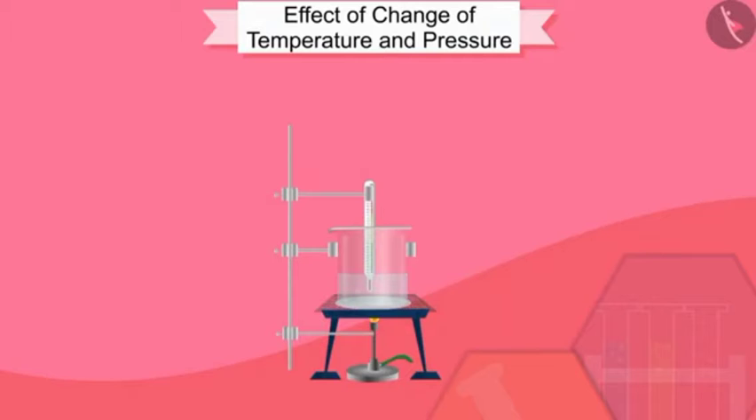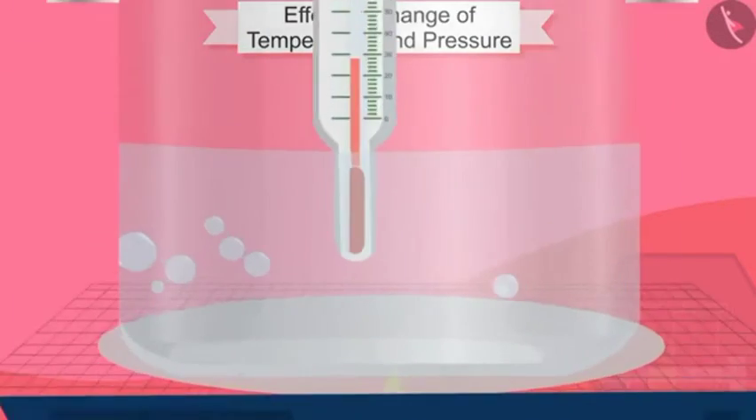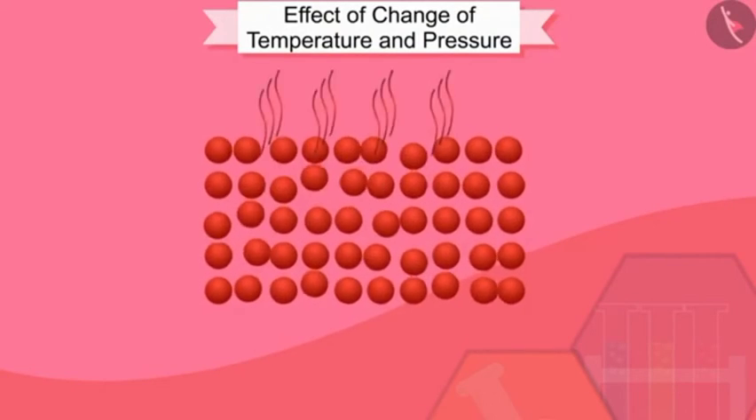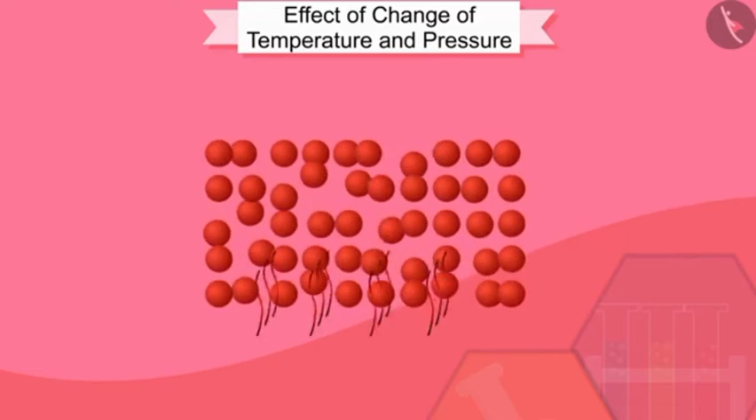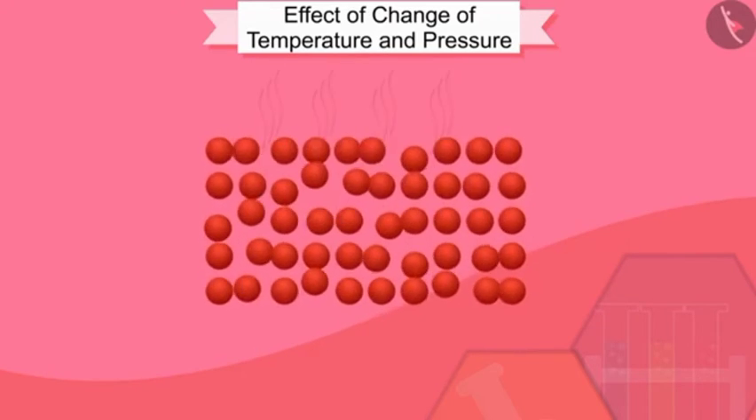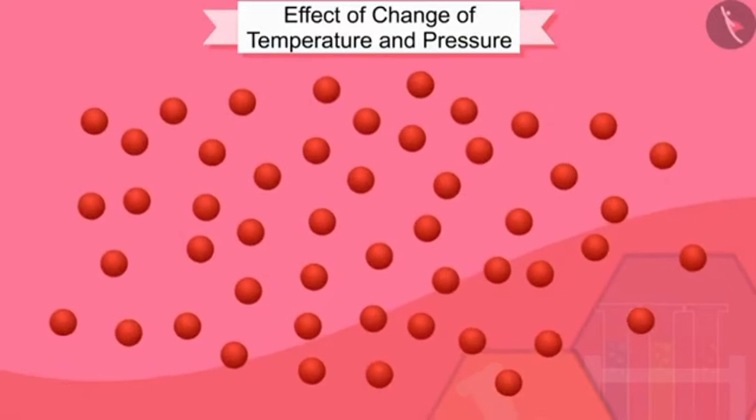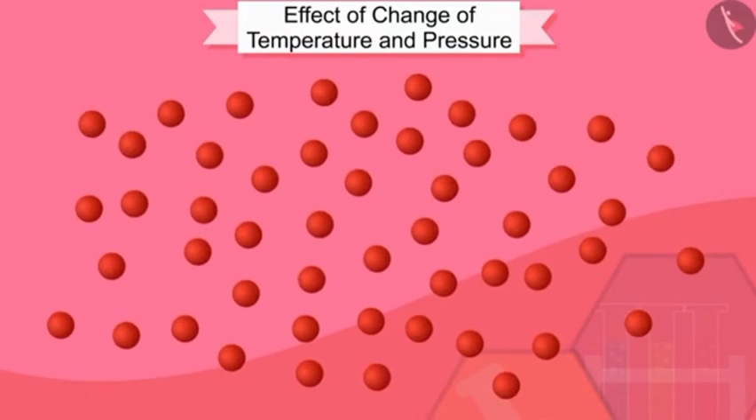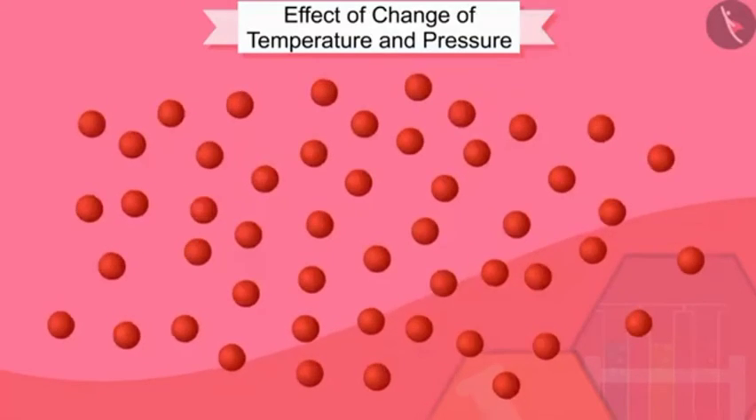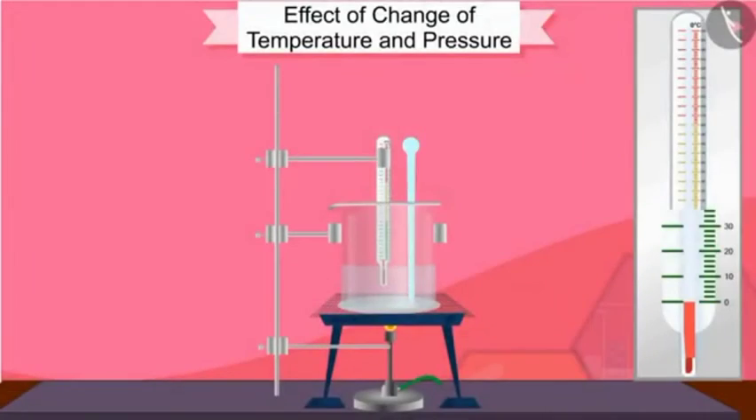Now, let us see what happens during the change from water to water vapor. When we supply heat energy to water, particles start moving even faster. At a certain temperature, a point is reached when the particles have enough energy to break free from the forces of attraction of each other. At this temperature, the liquid starts turning into gas.